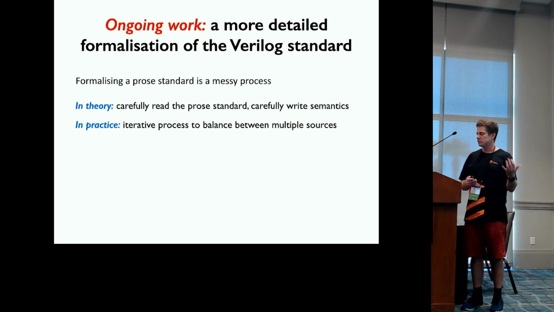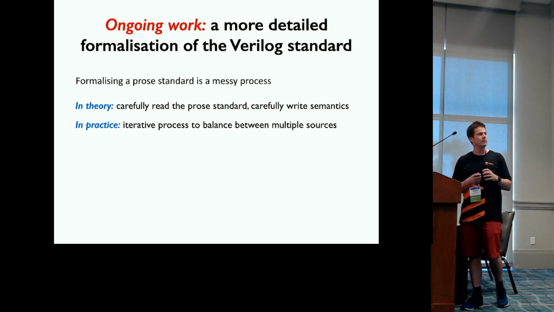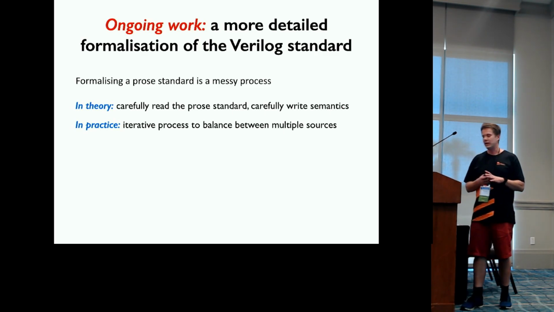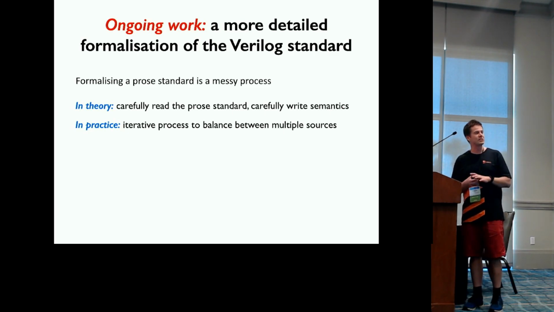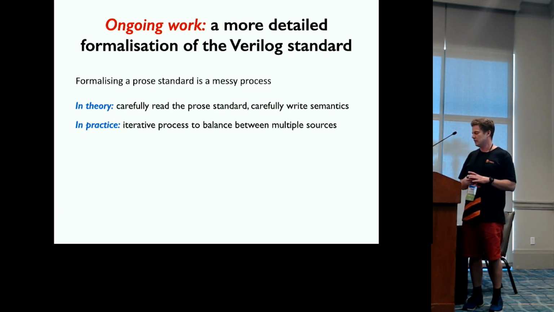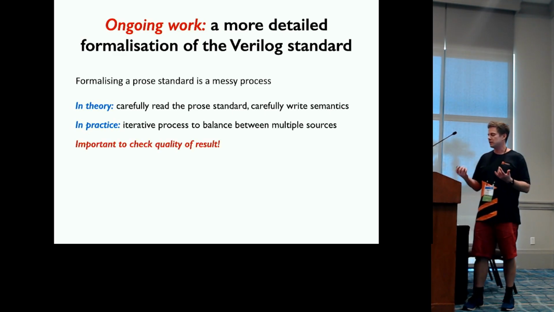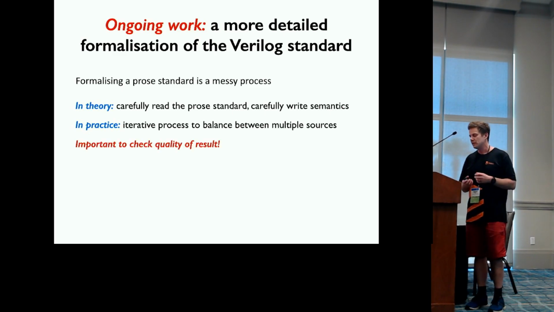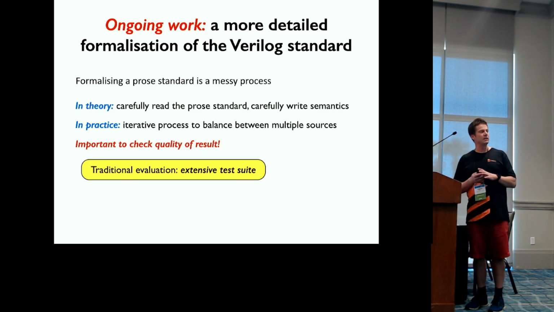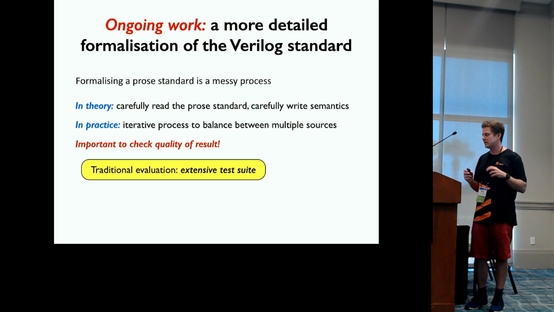Well, formalizing prose standards is, of course, a messy process. It has been done for C and JavaScript and many languages. And in theory, it means you read the prose carefully and write the semantics carefully. In practice, it's an iterative process that tries to balance input you get from multiple sources and so forth. And it's important to check the quality of the results somehow. And I think in the hardware community, a traditional evaluation is to have an extensive test suite to make sure it sort of makes sense.